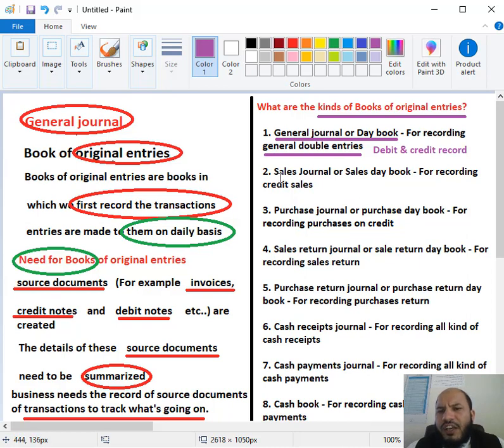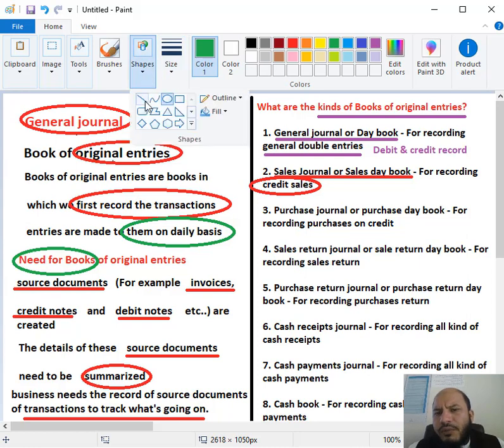The second book that we have is the sales journal, or we may say the sales day book. The sales journal is another type of original entries, or original records. In this book we will record only the transactions which have a relationship with credit sales. So all those sale transactions that we held on credit basis we will record in the sales journal.